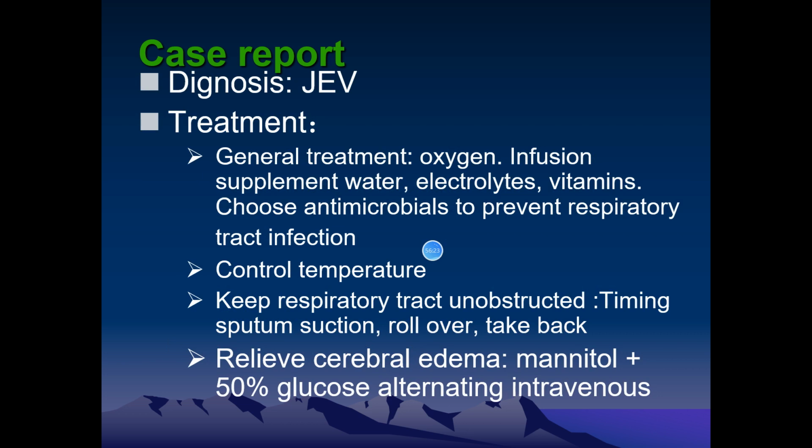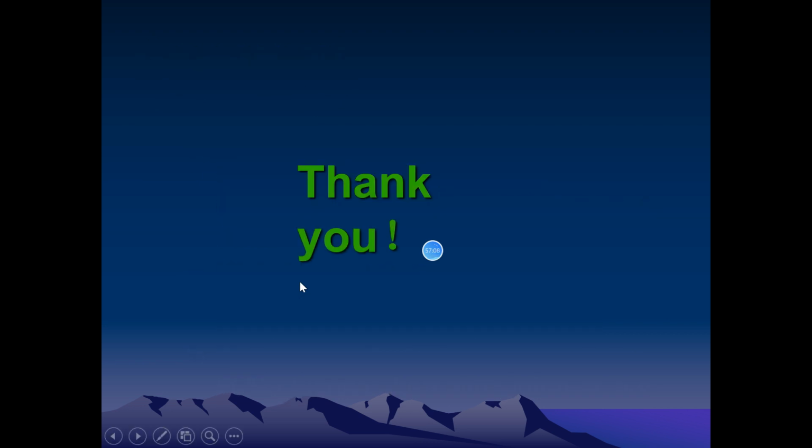The diagnosis is JEV, and for the treatment we should give oxygen, infusion, supply water, and vitamins, antimicrobials to prevent respiratory tract infection, control the temperature, use ice or other ways to lower the temperature, keep the respiratory tract unobstructed, relieve cerebral edema.